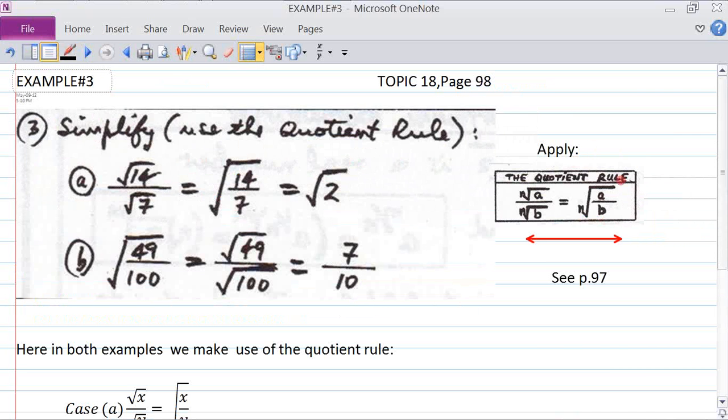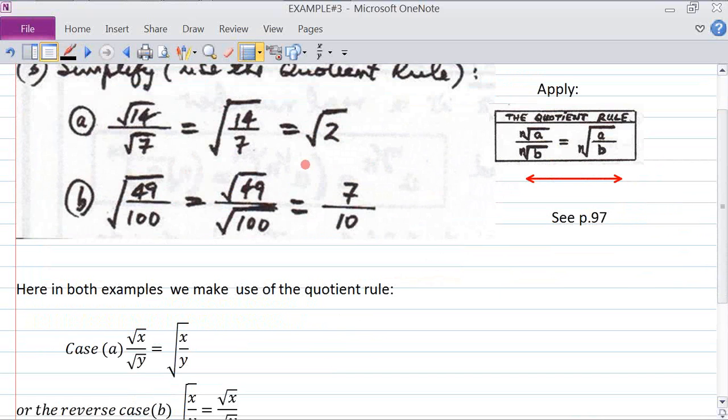Now here we're going to apply the quotient rule, and so we have the square root of 14 over the square root of 7, and we're going to bring this under the square root sign and put both numbers under there. 14 over 7, 7 goes into 14 twice, and we get the square root of 2. So you can see what we're doing is going from left to right.